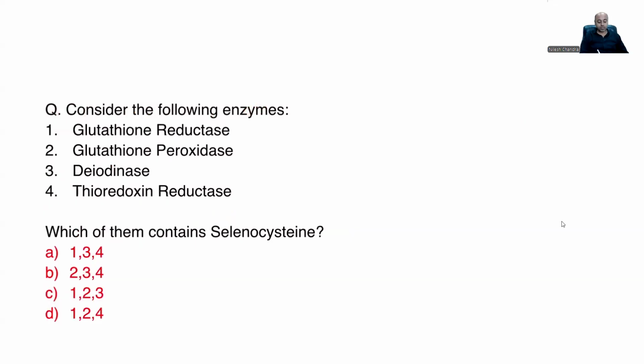Consider the following enzymes: glutathione reductase, glutathione peroxidase, deiodinase, and the thioredoxin reductase. Which of them contains selenocysteine? Your options are A, that is 134, B, which is 234, C, which is 123, D, which is 124. Please note, selenocysteine is the 21st amino acid because it is also inserted during the translation. So we have a separate video discussing about the selenocysteine. This question has been asked frequently.